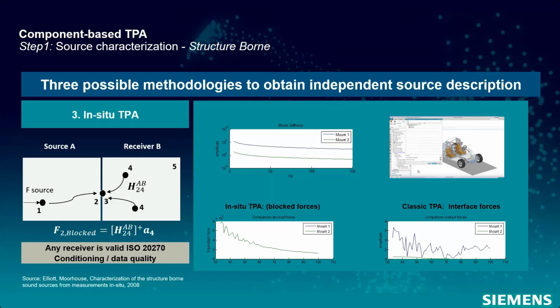We took, for example, an engine which is mounted on a vehicle. We modify the mount stiffness, and we can see here on the right that the interface force that we would capture from classical TPA, so the force going through these mounts, varies a lot with the mount stiffness. Whereas if we apply in-situ TPA, so this matrix inversion using the full assembly FRFs, we see that we always find back the same blocked force, which is only affected by our source. So any modifications to mounts or receiver don't affect this blocked force, and that's what we want, because we are looking for an independent source descriptor.